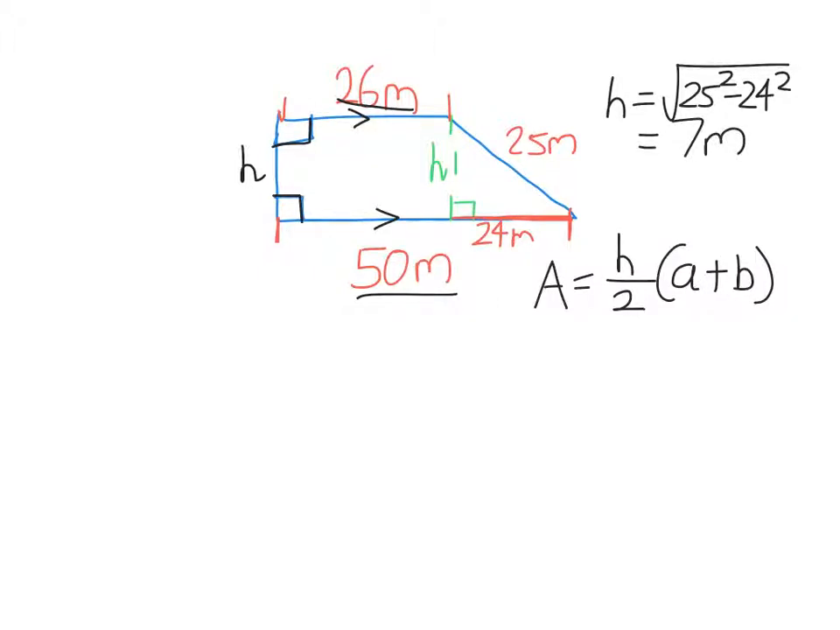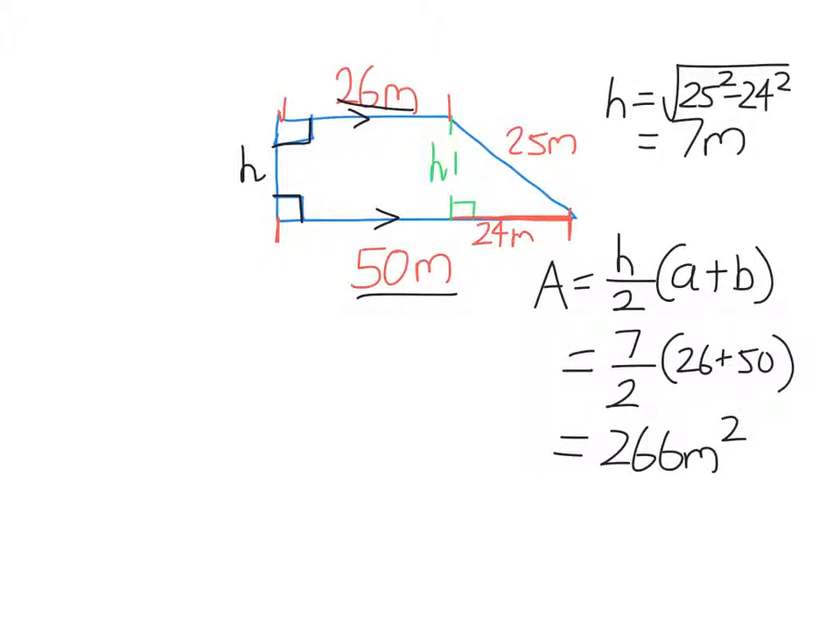Now that I have the perpendicular height, I can find the area of the trapezium. Perpendicular height divided by 2 times the sum of the 2 parallel sides. And of course, you can use your calculator if you need to. The answer I get is 266 meters squared. Once again, we would not have been able to find the area had it not been for Pythagoras. So let's look at more examples of finding area.